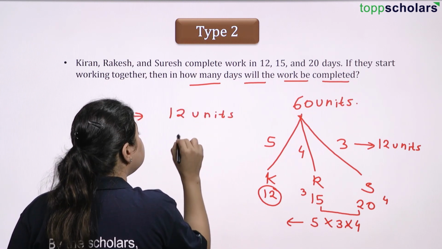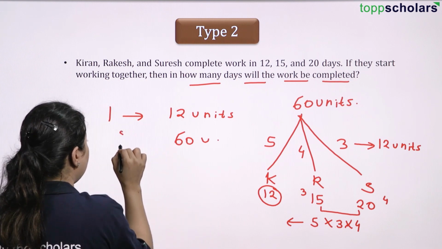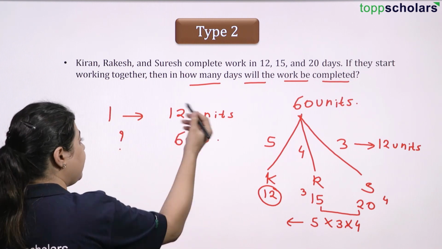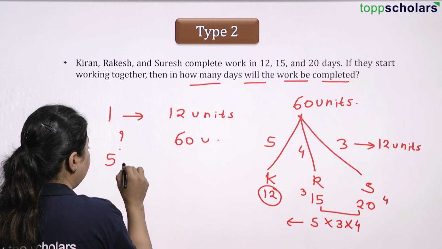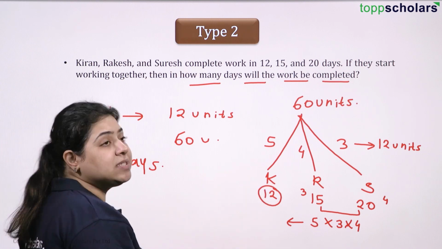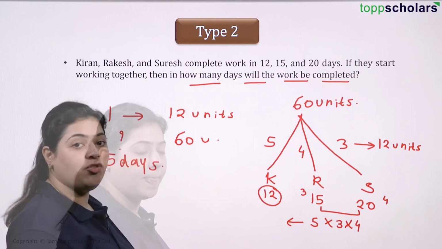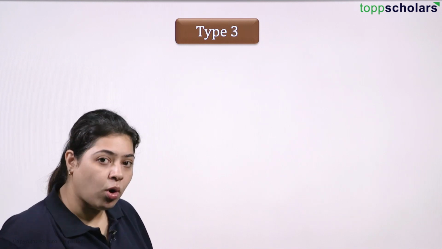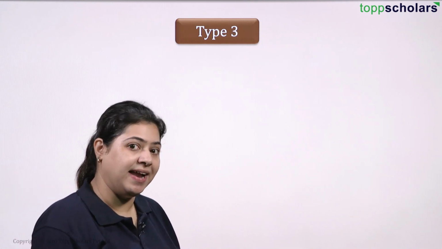So, for 60 units, how many days will they take? Simple, 60 into 1 divided by 12, as good as 60 divided by 12, that is 5 days. So, our answer will be in 5 days, K, R and S will complete the whole work together. So, our answer will be 5 days. Now, moving ahead, we see one more type of the same concept, that is time and work.